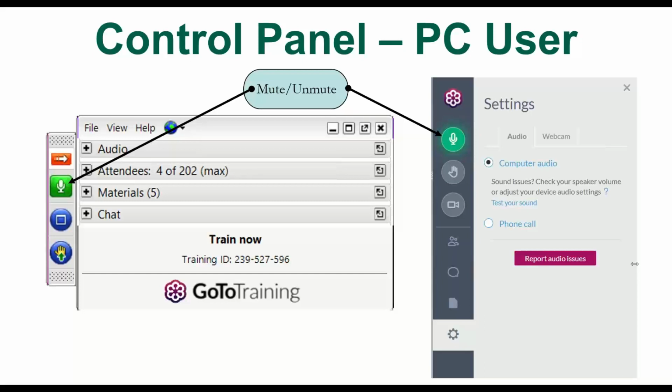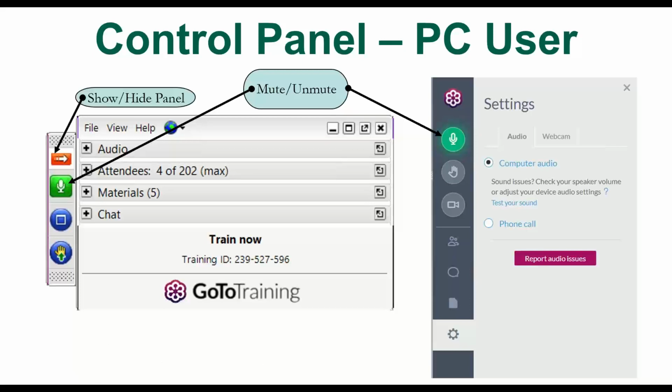Okay, so let's get to know our control panel. Here is what our PC users are going to see. The one on the left is the desktop version. Most of you are seeing that. And on the right is the web-based version. A couple of you do have that. It's a little simpler. The mute button for both versions is the microphone icon. You don't have to do that because we've already muted you.